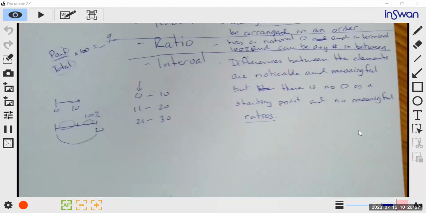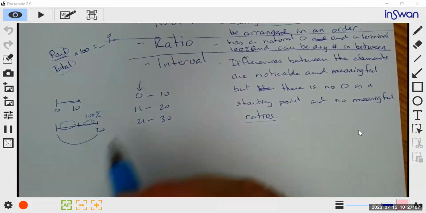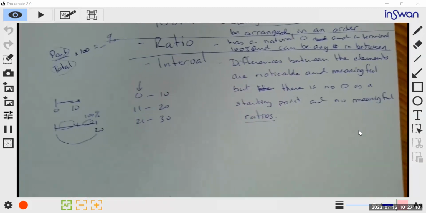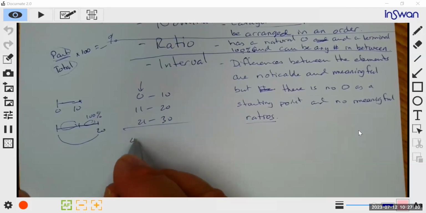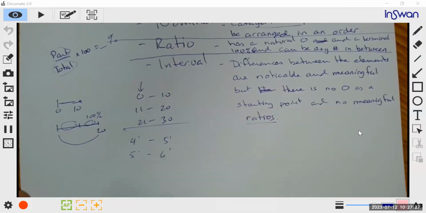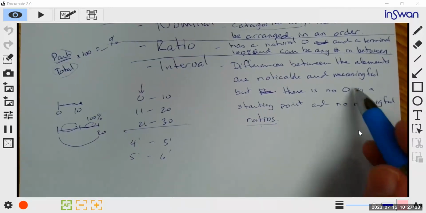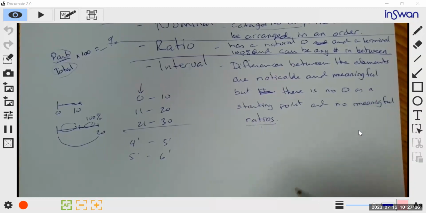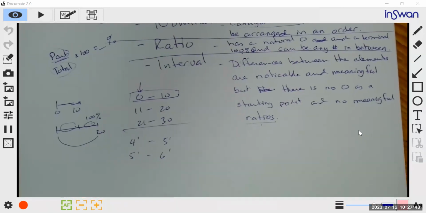But does it have to start at 0? Nope. Because if we were measuring the heights of students, where would we start? We wouldn't put 0 feet tall. We'd have that entire range wasted by it. So if we're looking at height, we'd start at, say, 4 feet. 4 feet to 5 feet. 5 feet to 6 feet. Those are intervals. They have no meaningful ratios. They don't have to start at 0. And the differences between them are noticeable and meaningful. They tell us about this group. Intervals define groups.